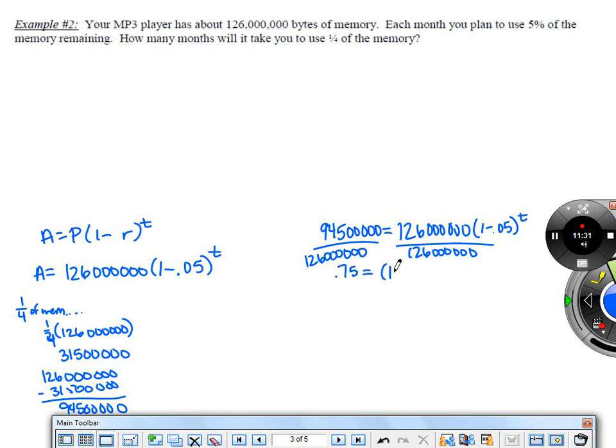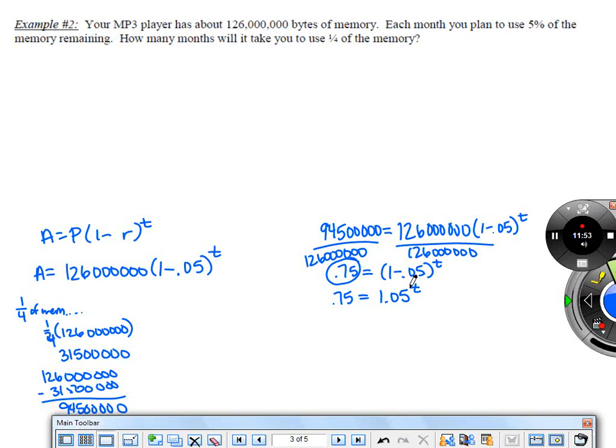Okay? We should have known this. We should have known that once we divided by the total, we would want this to come out to be 0.75, because we're basically saying we want 3/4 of the memory to be left. So that's what that should work out to be. So now we have 0.75 is equal to 1.05 to this power.